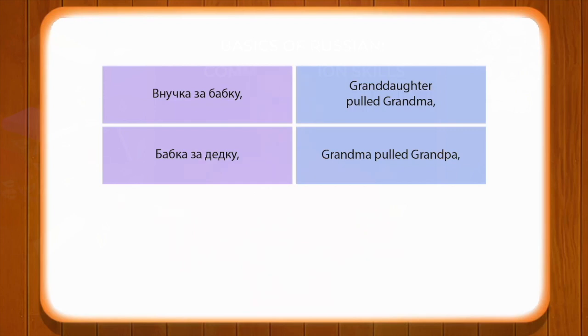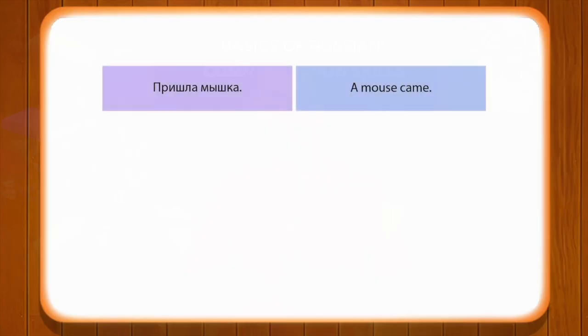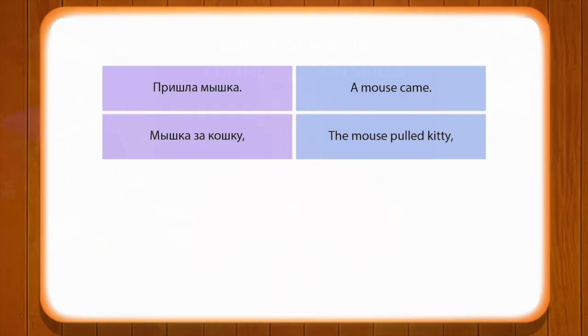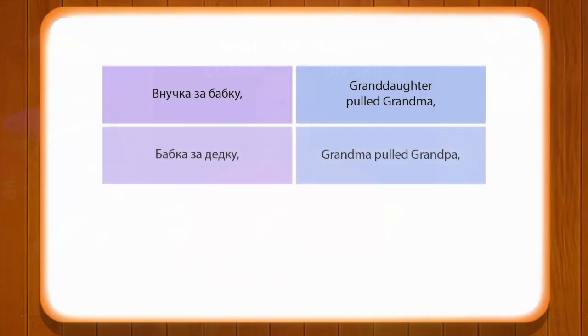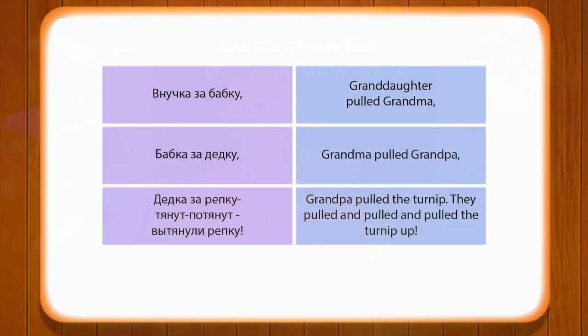And that's why each and everybody is now trying to help the grandfather to pull that turnip out. As we can see here, Prishla Myshka, Myshka za koshku, koshka za sabachku, sabachka za vnuchku, vnuchka za babku, babka za djedku, djedka za repku, tjanut pachjanut I vychinuli repku.